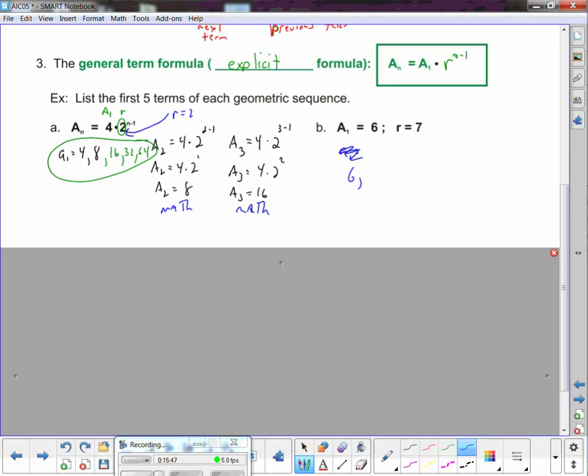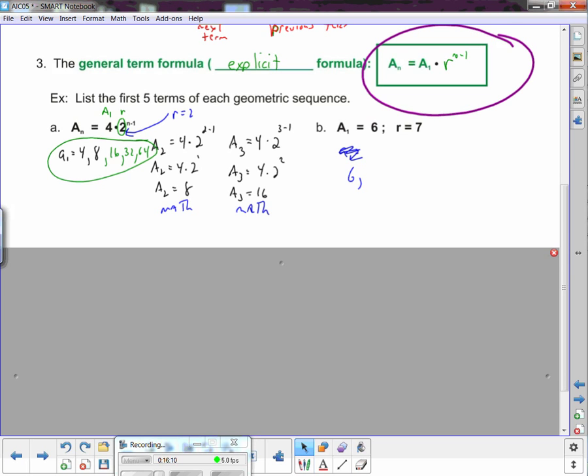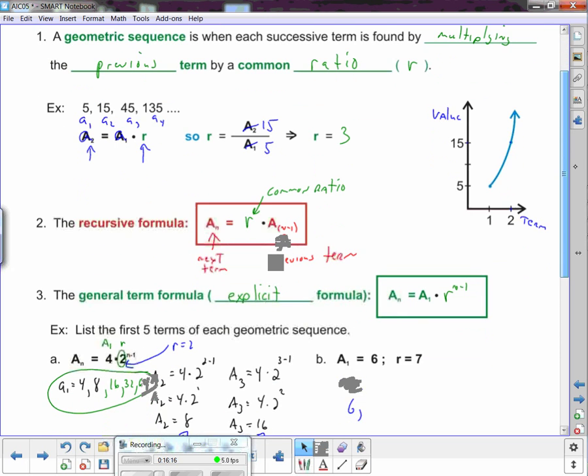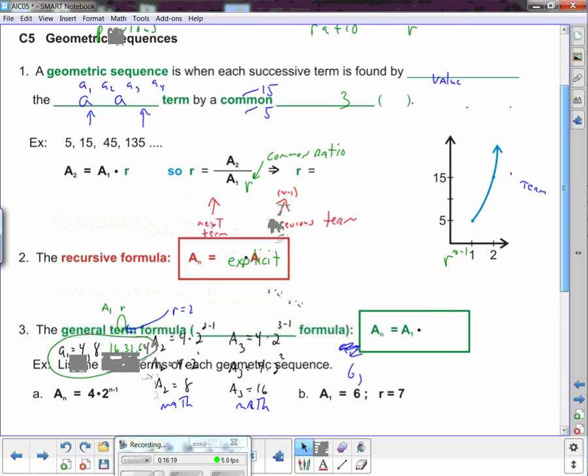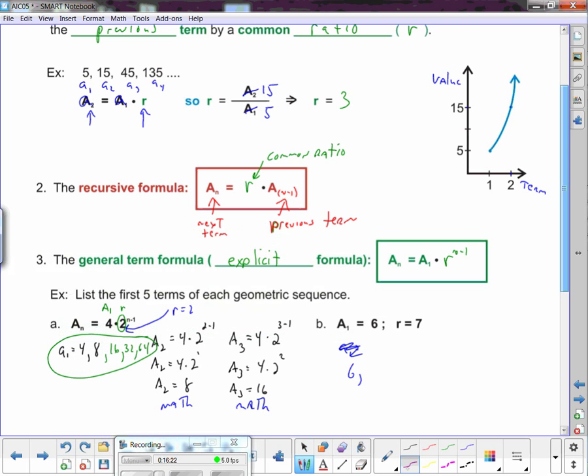All right, there are 2 ways of looking at these problems right now when it says give me the first 5 terms. I can take the explicit formula right here and use it to find the second term, the third term, put 3 in for n, the fourth term, put 4 in for n, the fifth term, put 5 in for n. Okay, I can do it that way. Or I can use my knowledge of a geometric sequence, and I can understand that the next term always comes from the previous one times r.